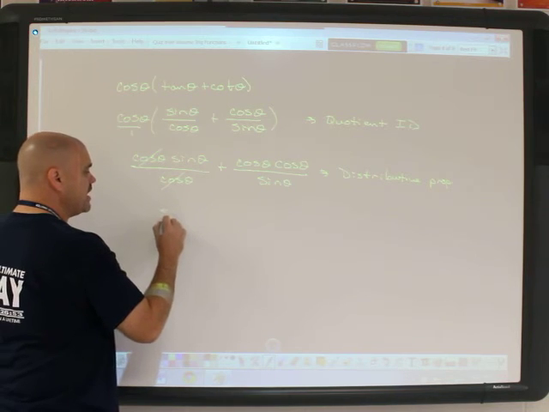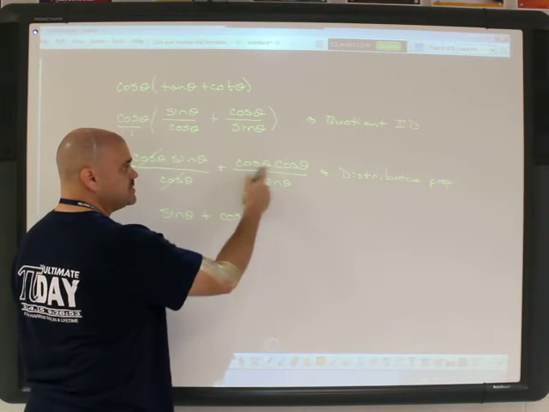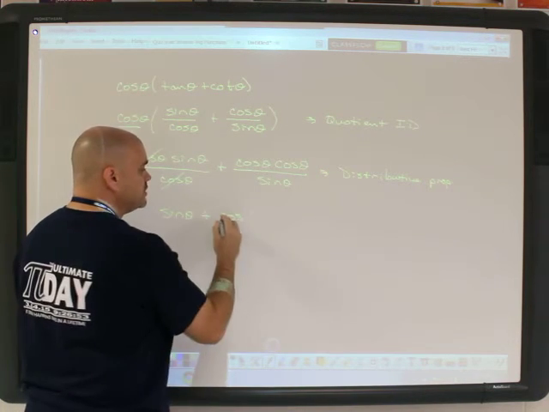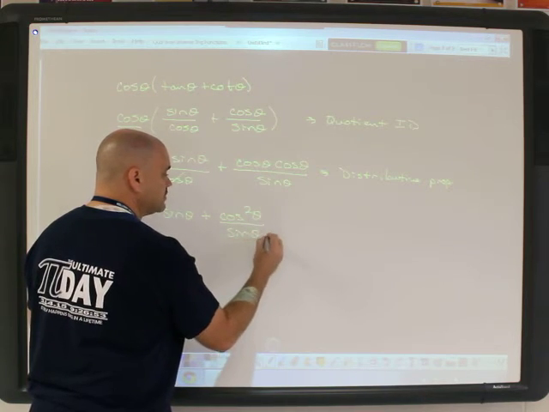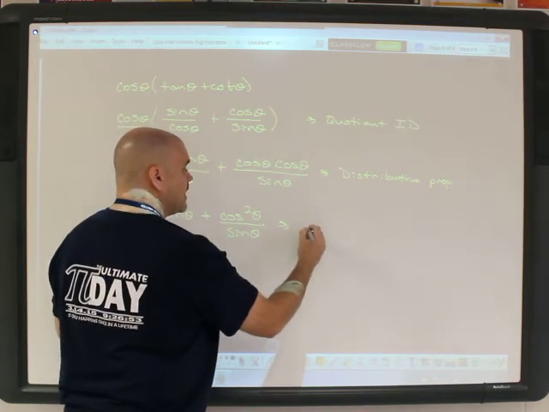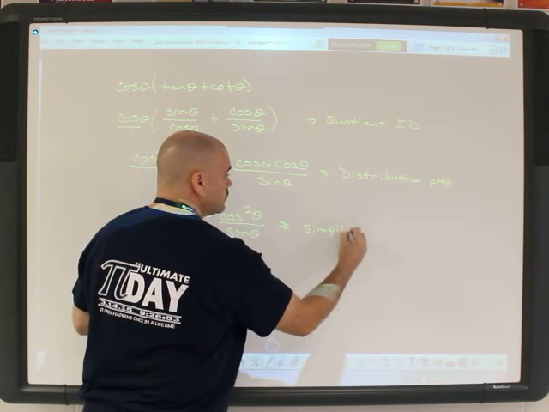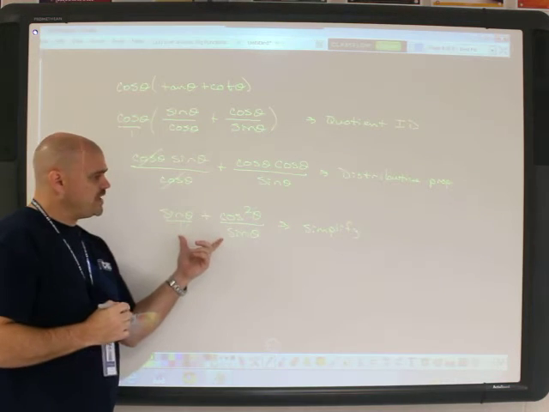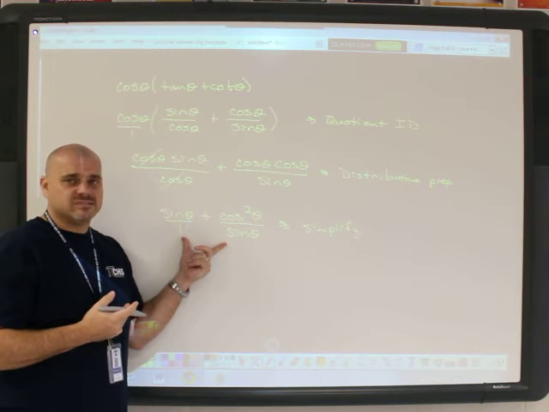So what we now have is sine theta plus cosine. Now cosine times cosine, any number times itself is that number squared, so cosine times cosine is cosine squared theta. The denominator sine of theta is still there. So here all we did was simplify our expressions a little bit. If you'll notice, we're trying to add two fractions together and they have unlike denominators. That's not going to work.